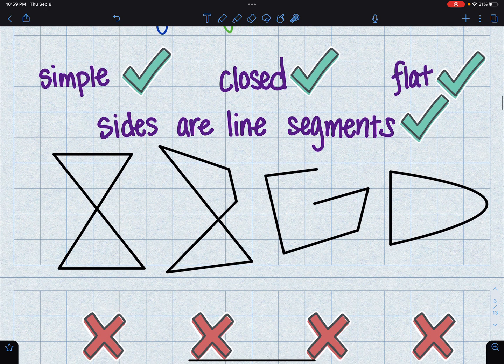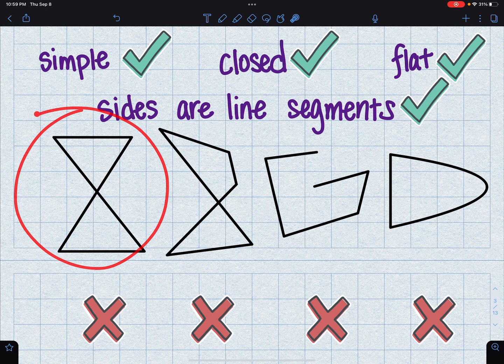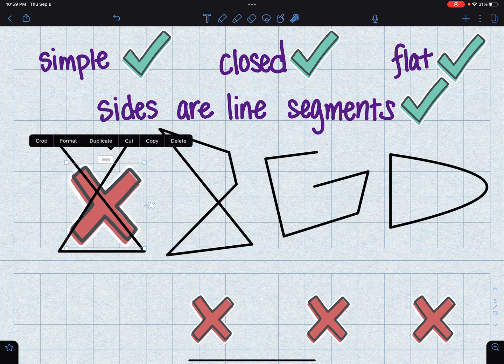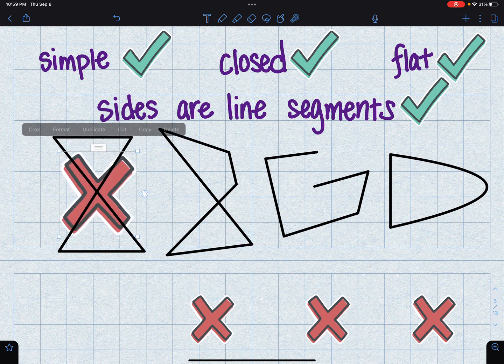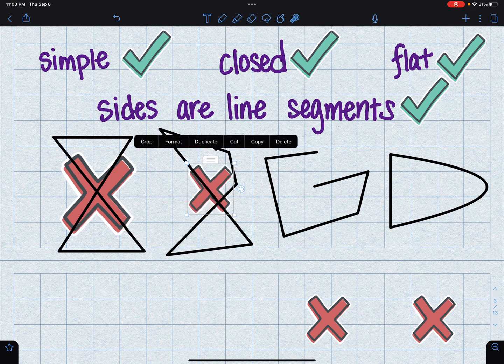So it turns out these are all not polygons. Spoiler alert, these are not polygons. So let's start with this one. This is not a polygon because the line segments cross. So you can't have an area like this that crosses another line. If they do cross, that means it is not a polygon. Okay, what about this one? Okay, look, the lines cross again. So no thank you, that is not a polygon, doesn't count.